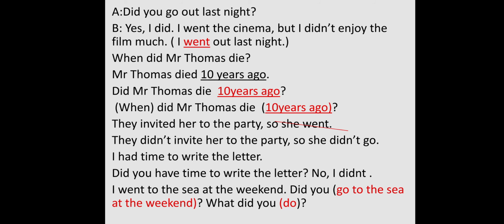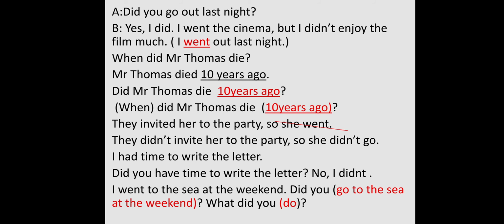To form a yes or no question, the verb died here is in the past, so we use did. So it becomes did Mr. Thomas, and died is changed into its base form, die. So it becomes did Mr. Thomas die 10 years ago, with a question mark. This is a yes or no question.